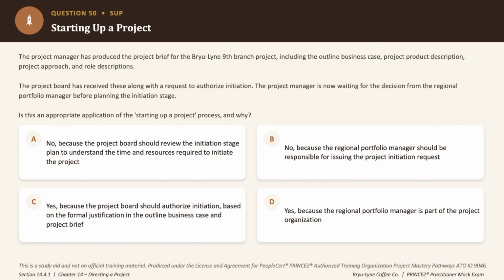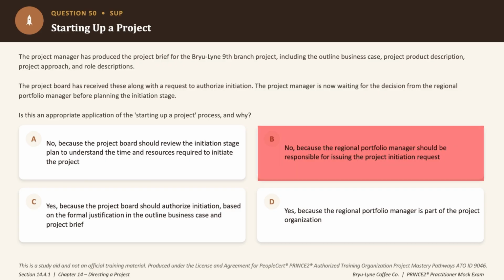Now option B says no, because the portfolio manager should issue the initiation request. But if you think about it, that request comes from the project manager, okay, not from the portfolio role. So an incorrect answer choice. Option C says yes, the project board authorizes initiation based on the formal justification presented, which sounds right in principle, but doesn't actually address what's wrong with this scenario, okay? Waiting on the portfolio manager instead of the project board. What's wrong with that? And option C does not explain that.